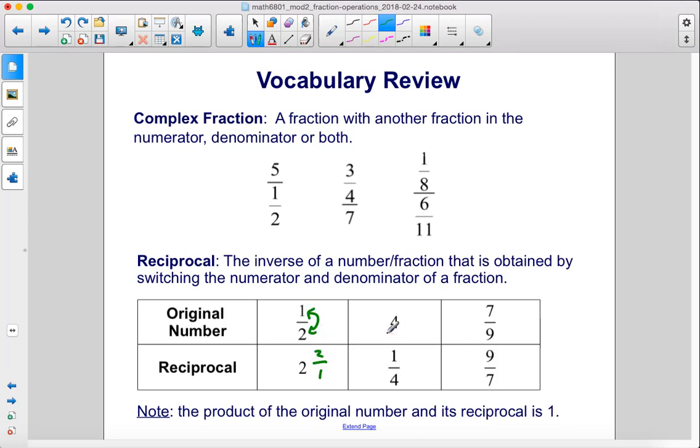Here we have 4, which is also known as 4 over 1. The reciprocal becomes 1 over 4. And here we have 7 over 9. The reciprocal is 9 over 7.